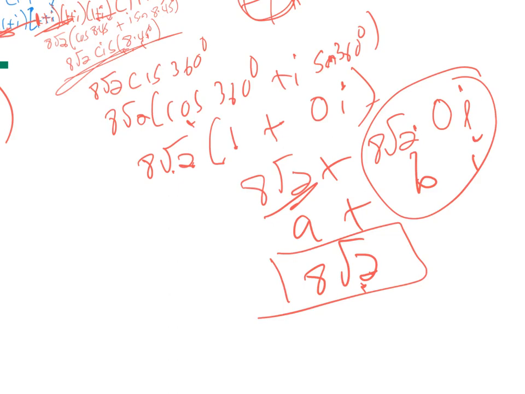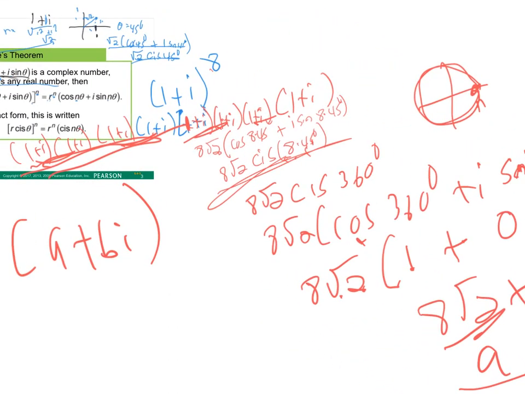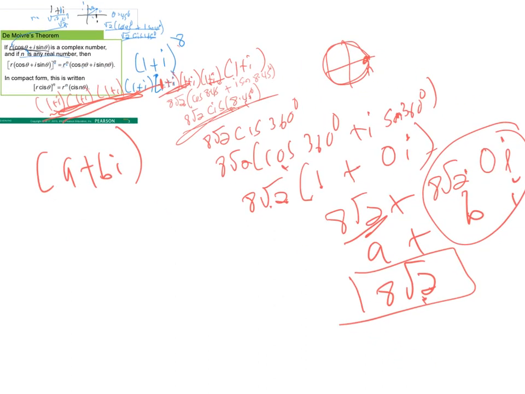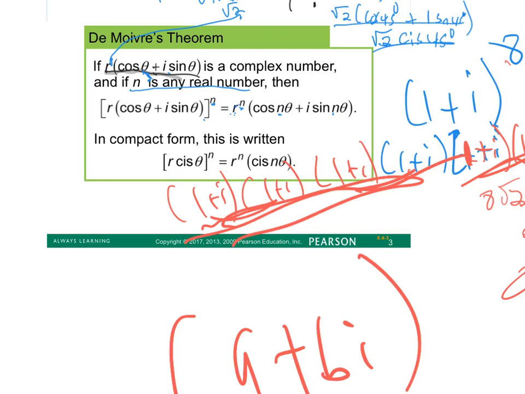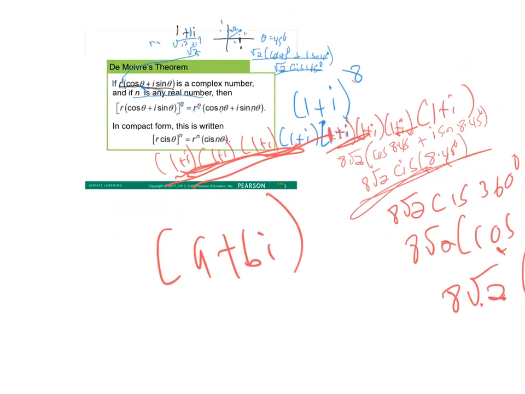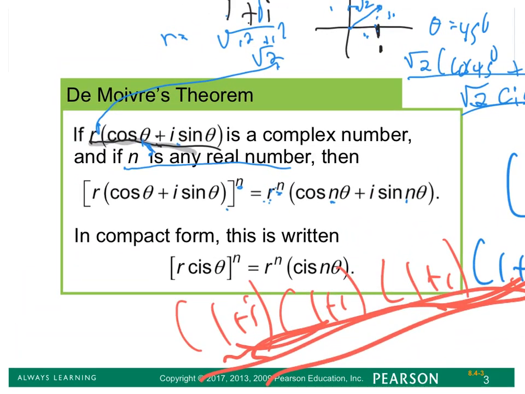So this was amazing. I just found 1 plus i to the 8th power, and I found out that it was 8 square roots of 2. It's, to me, remarkable. But that's the shortcut. And so, what did I do? Remember we did it with this: the r gets raised to a power, and each angle gets multiplied by that power.